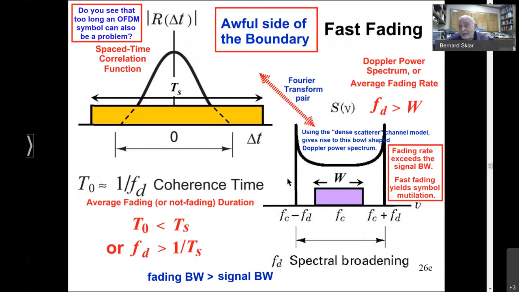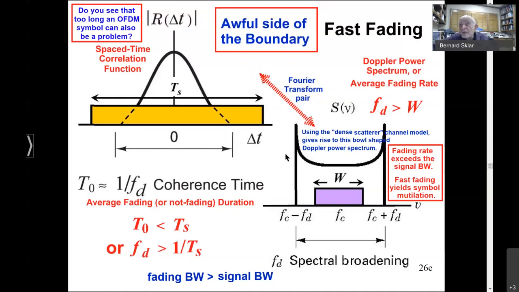And again, you don't want the fading bandwidth to exceed the bandwidth of your signal, because that's horrible. This is a horrible case. The fading bandwidth is faster than the bandwidth of your signal. And what that means is that your signal is going to be mutilated. If you look at this baseband signal, it's going to go in and out of being there. And that is what we call fast fading.